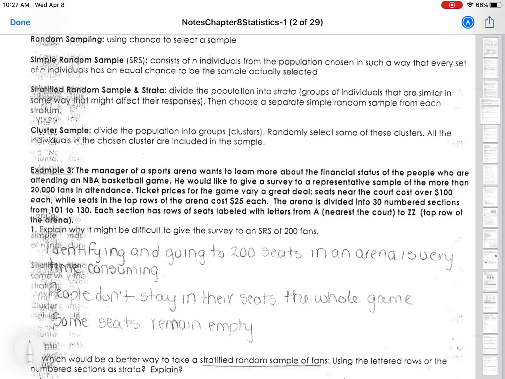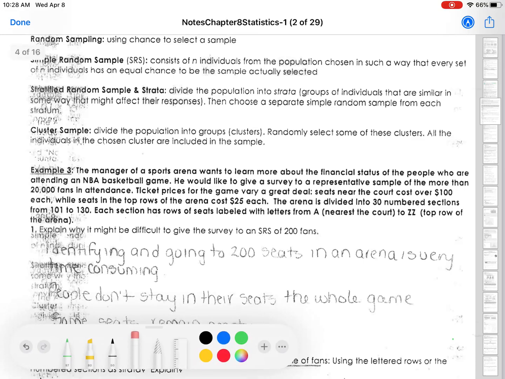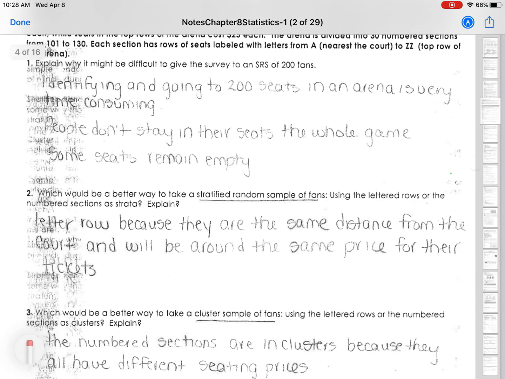Stratified random sample divides the population into strata. Those are groups of individuals that are similar in some way that might affect their response. And then they choose a separate simple random sample from each of those strata. So each one of the subgroups then focuses on a particular area. And then a cluster sample divides the population into groups or clusters, randomly selects some of those clusters, and all of the individuals in those clusters are included in the sample.